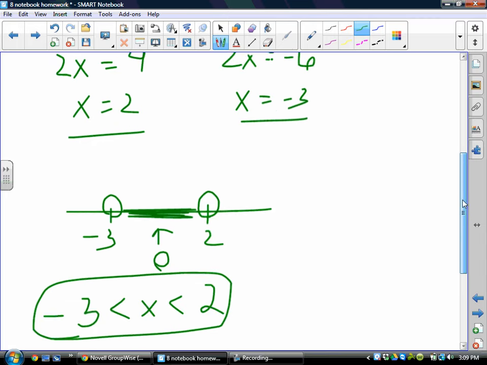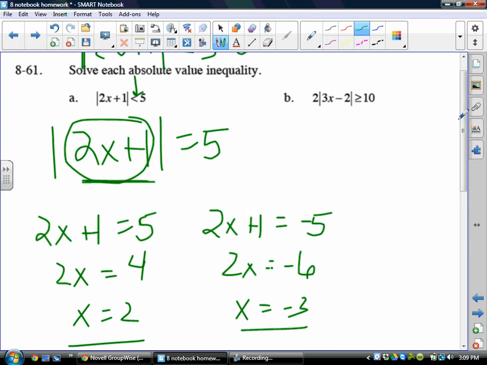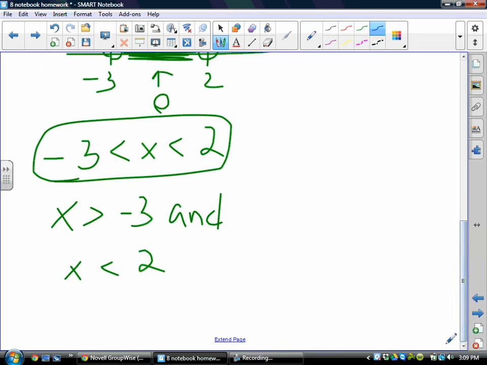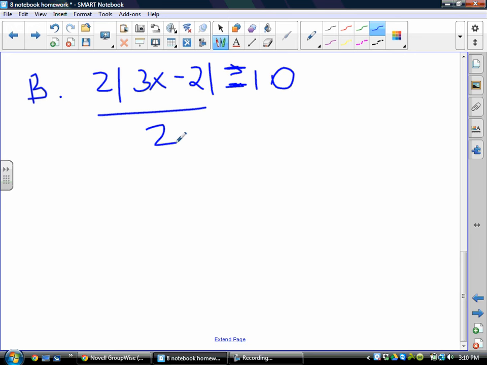Okay? So for problem B, we're going to do the same approach here. Let's kind of move this down here and do part B, so we have some more space. For problem B, we're going to treat it just the same and find the boundary points. So we have 2 times the absolute value of 3x minus 2 is greater than or equal to 10. That was the problem. So I'm going to pretend this is an equal sign. And first thing, I need to get the absolute value by itself before I can start setting it equal to positive and negative. I'm going to divide by 2 on both sides.